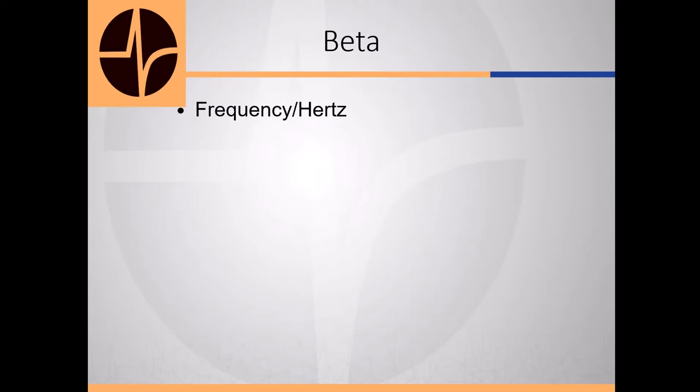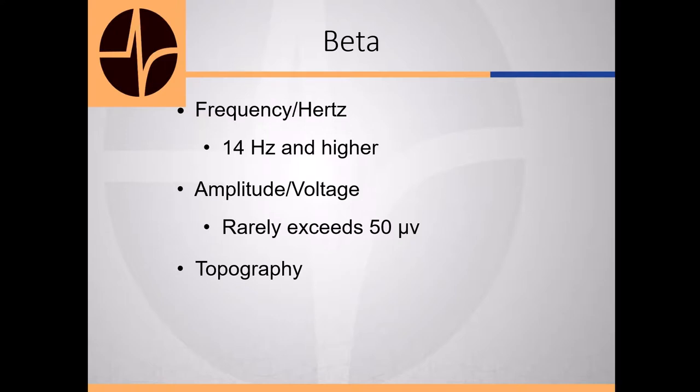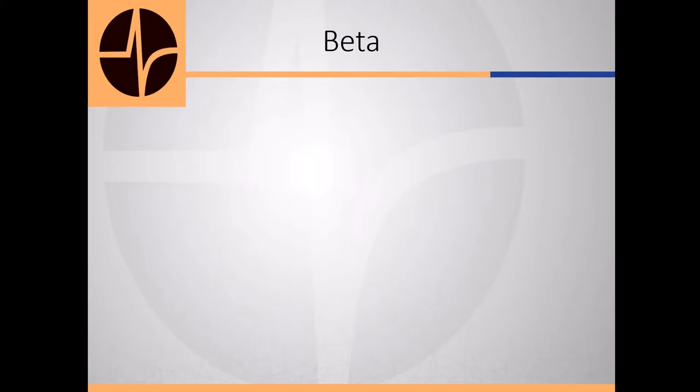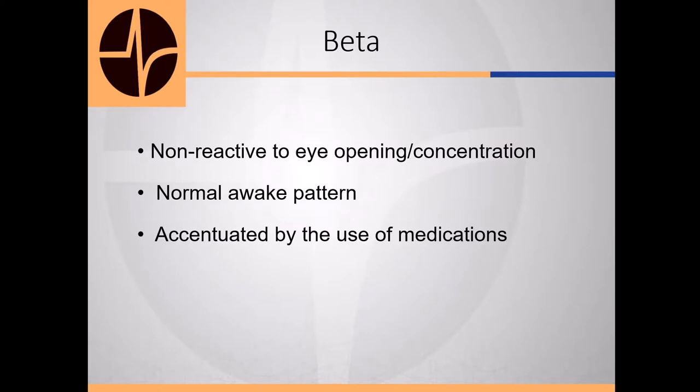Beta, the frequency is 14 hertz and higher. The amplitude is fairly small, rarely exceeds 50 microvolts. The topography is anterior frontal or frontal central. It is non-reactive to eye opening and concentration. In an adult, it is a normal awake pattern. It's usually accentuated by the use of medications.